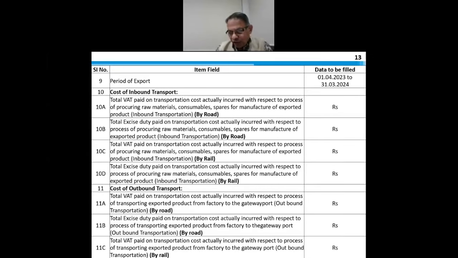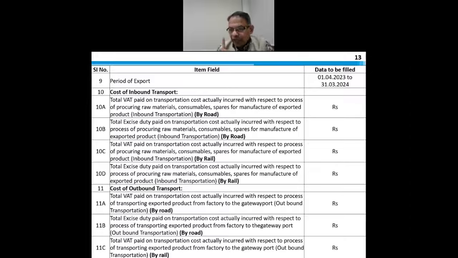Now start your headache. And now starts the detailed explanation. Serial number 10, cost of inbound transport. Read every single word very, very clearly. Total VAT paid on transportation cost actually incurred with respect to the process of procuring raw materials, consumables, spares for manufacture of exported product, inbound transportation by road.